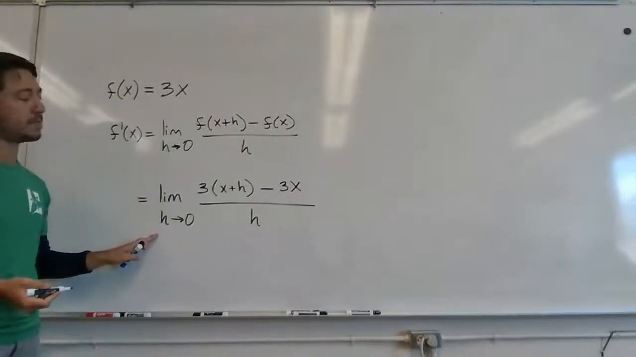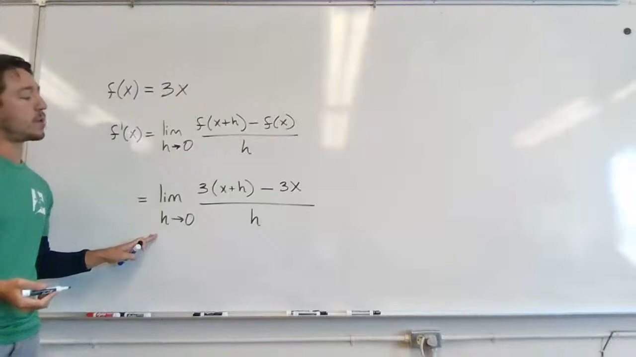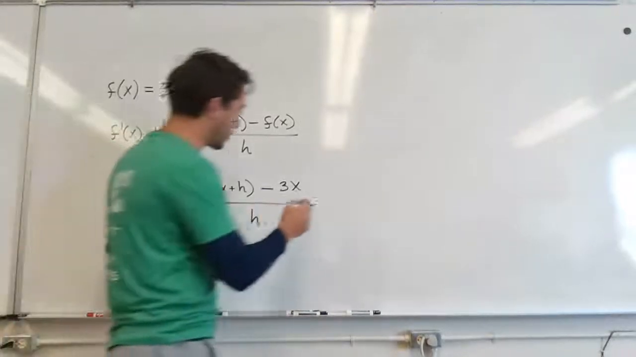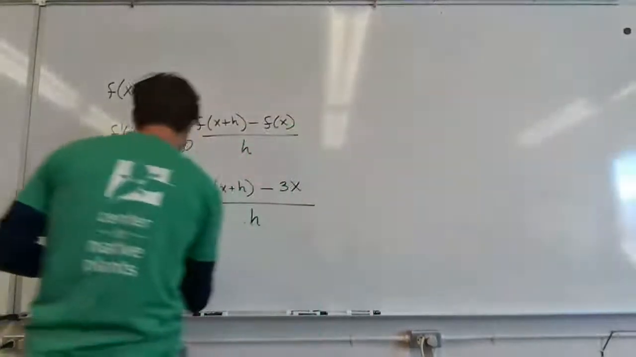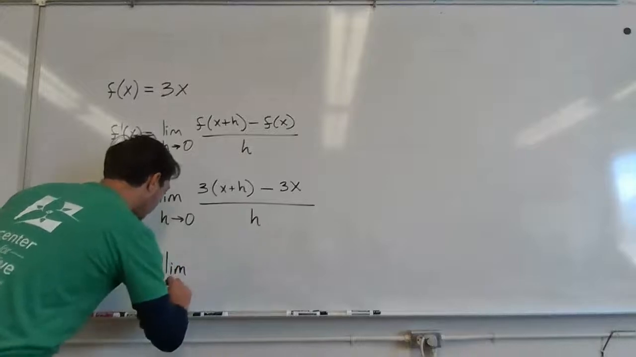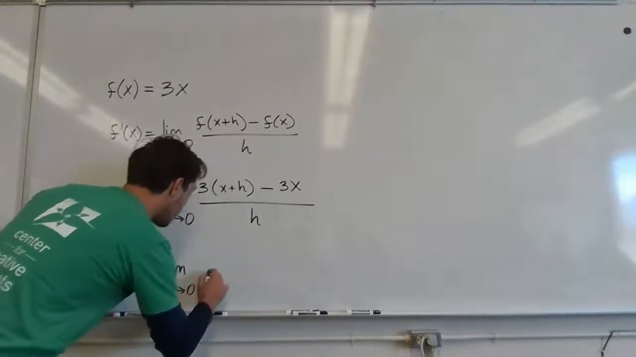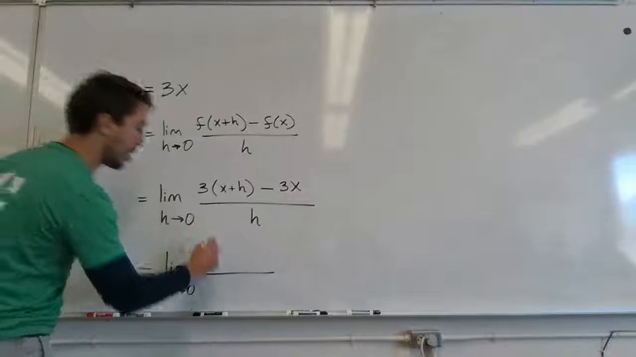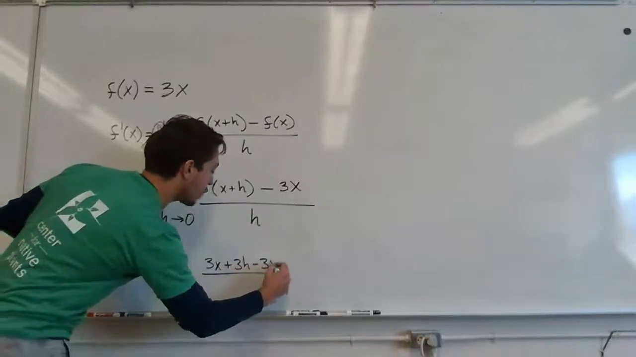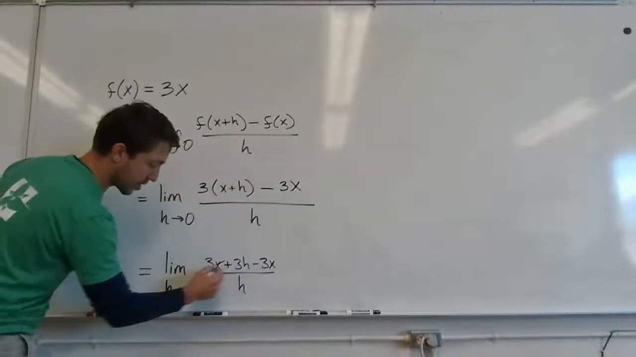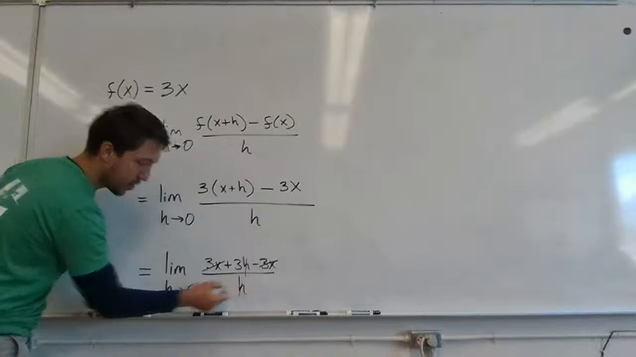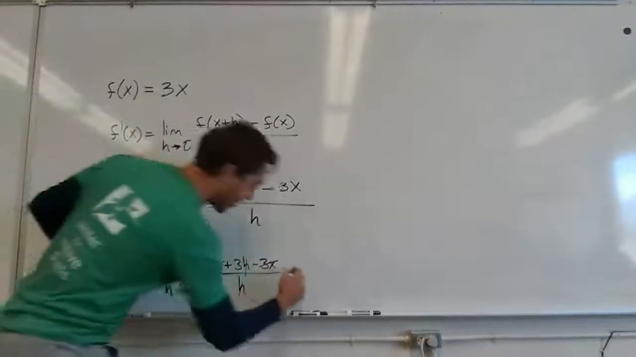Okay, almost done. Now the name of the game on these is always to look for some kind of cancely-wancely action. Okay? It's the spice of life. Do you see on top any cancely-wancely potential? Yeah, you're going to have 3x plus 3h minus 3x. Wait a second, those just cancel out, and then you have h divided by h, which makes 1. So what's the answer? 3.